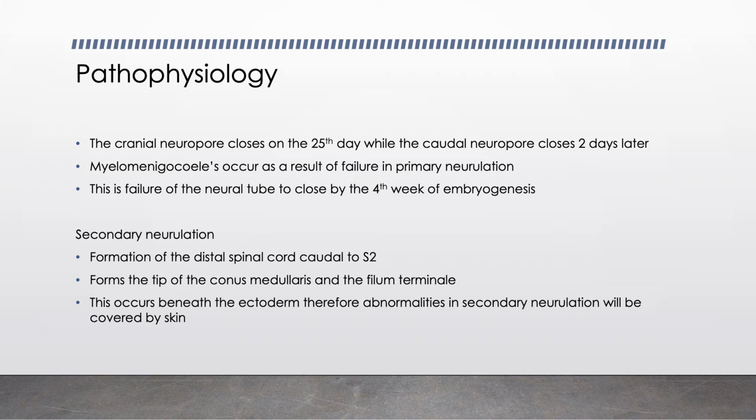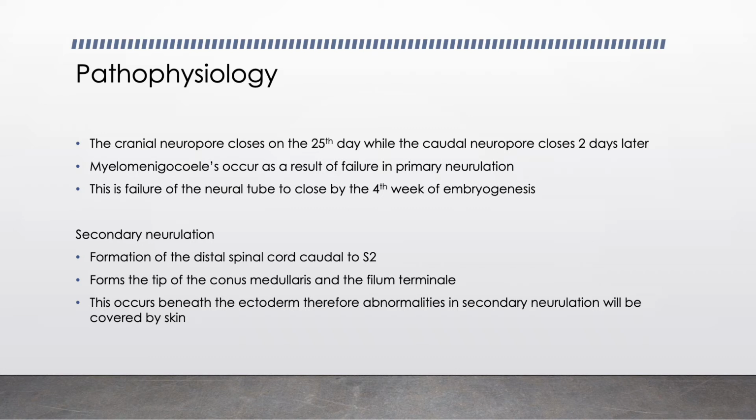So the cranial neuropore closes on the 25th day, while the caudal neuropore closes 2 days later. So myelomeningocele occurs as a result of failure in primary neurulation. This is failure of the neural tube to close by the 4th week of embryogenesis.